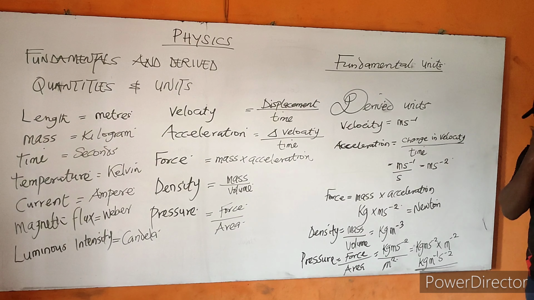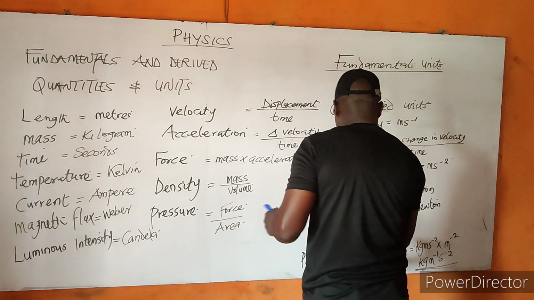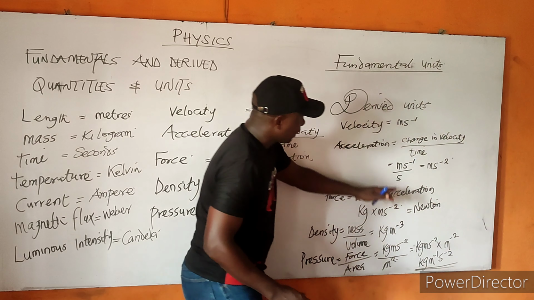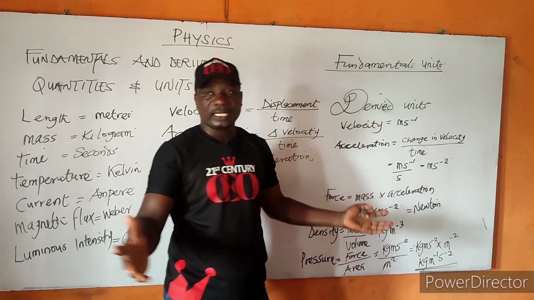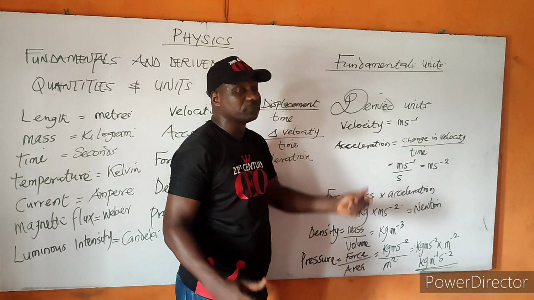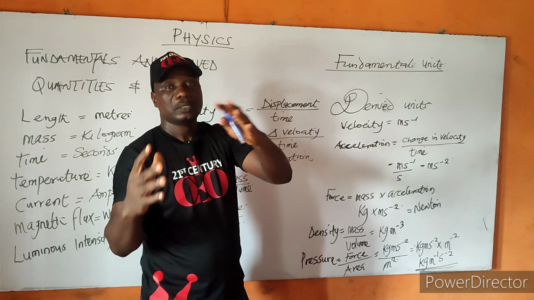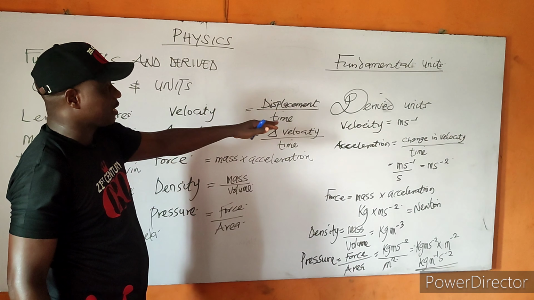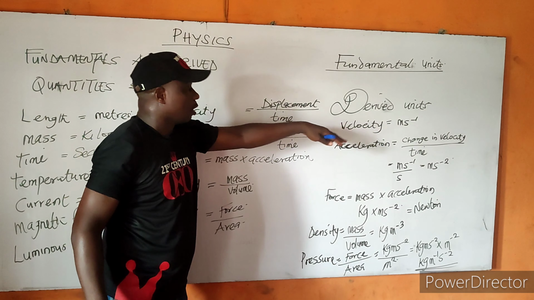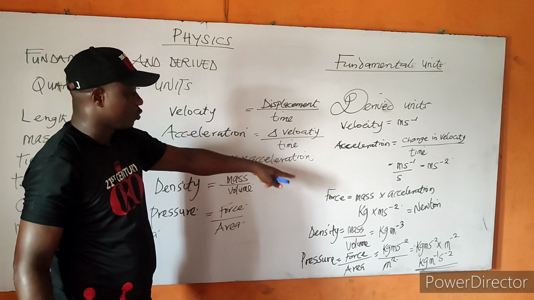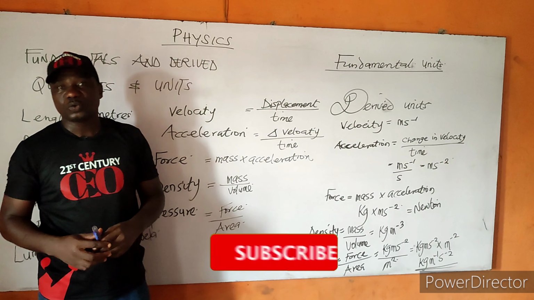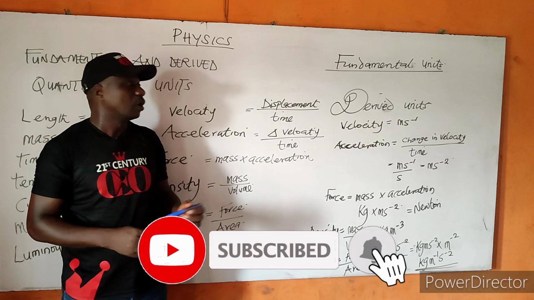And do not forget that pressure is force all over area. So you can now see all these units. How do we get them? We got them as a result of combining one or more quantities. That is, we are combining two or more quantities together to arrive at those units. So those are the aspects we are going to talk on today.